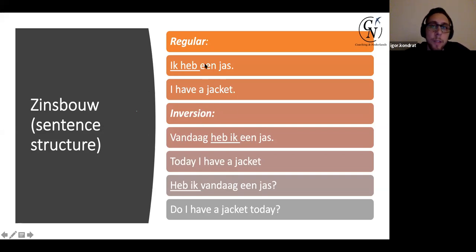In this slide we have the sentence structure. How you can build a sentence in Dutch. So how you can put all the words together. You can use the inversion when you have a question or a time in front of the sentence. For example, today, tomorrow, yesterday. Morgen is tomorrow, yeah.